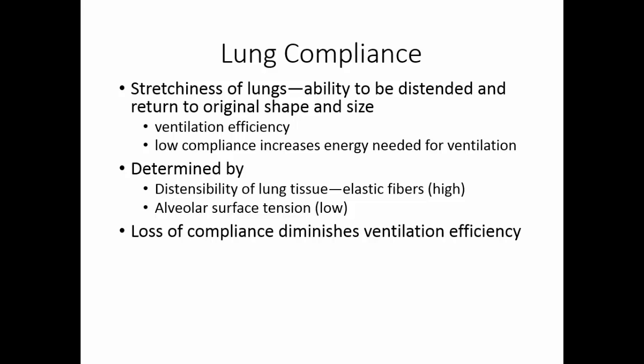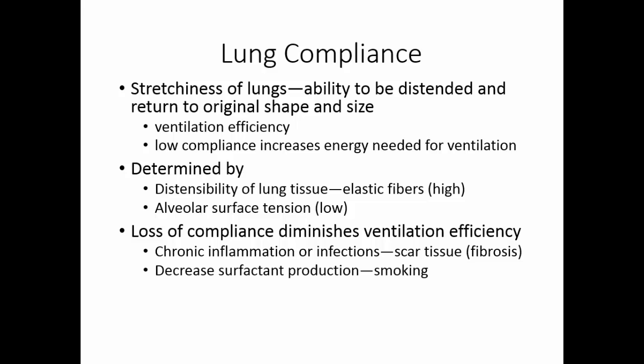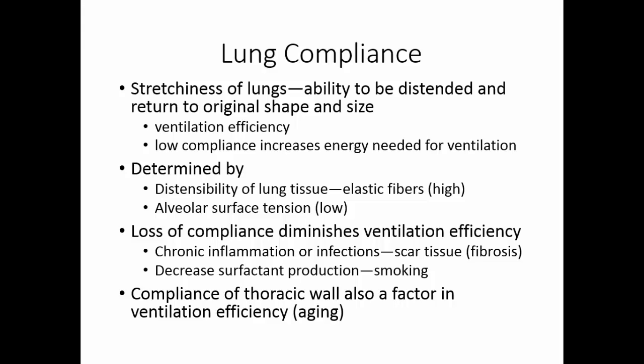A loss of compliance will diminish ventilation efficiency. In chronic inflammations or infections, you may get scar tissue, and we know that fibrous tissue does not stretch like elastic tissue. If there is a decrease in surfactant production, then your alveolar surface tension goes up. That also makes it harder for the lungs to operate. Smoking is one of the things that will decrease surfactant production. The compliance of your thoracic wall is also a factor in ventilation, and as you age, the costal cartilage that holds the ribs to the sternum gets less flexible, so the rib cage becomes less compliant.